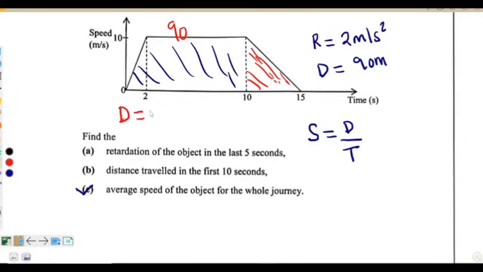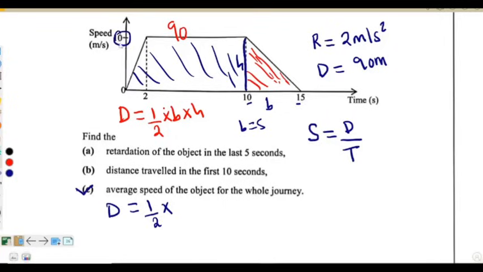So I say distance is equal to the formula for finding the area of the triangle, half times B times H. From here, distance is equal to half times B, which is the difference in time from here up to here, 15 minus 10. So B is equal to 5. Then H is from this point up to this point, which corresponds to the 10 there. So H is equal to 10. So I'll substitute half times 5 times 10. I'll cancel: 2 into 10 is 5. So 1 times 5 times 5, my distance is going to be 25 meters.